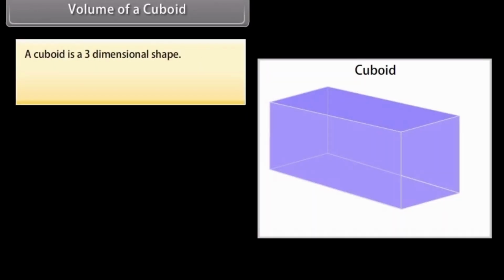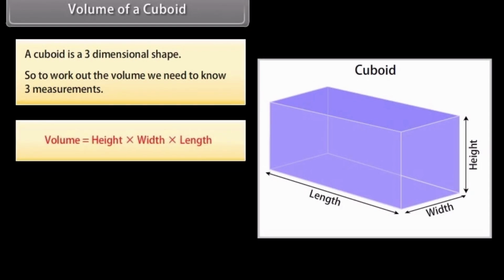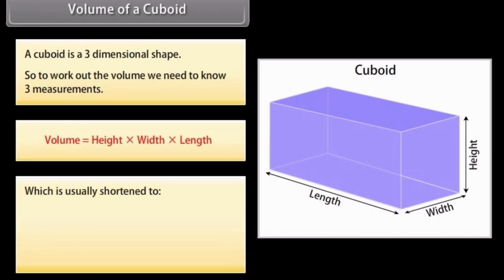Volume of a cuboid. A cuboid is a three-dimensional shape. So, to work out the volume, we need to know three measurements. Look at this shape. There are three different measurements: height, width, length. The volume is found using the formula, which is height into width into length, which is usually shortened to V is equal to h into w into L, or more simply, V is equal to LWH.